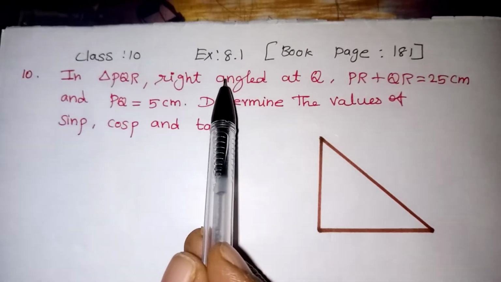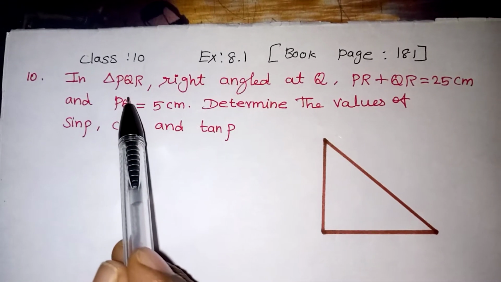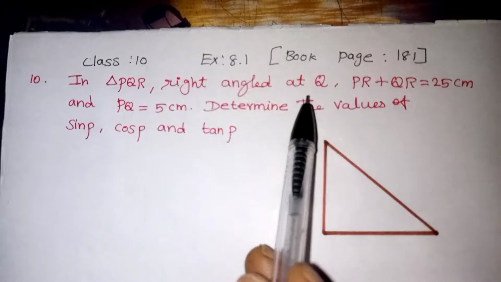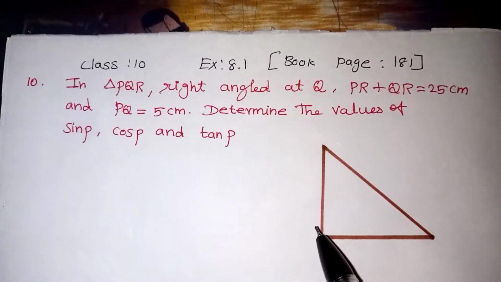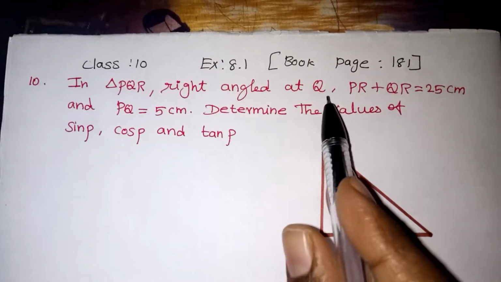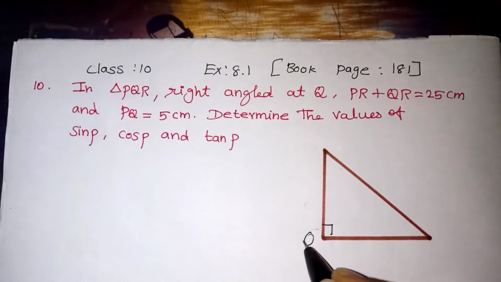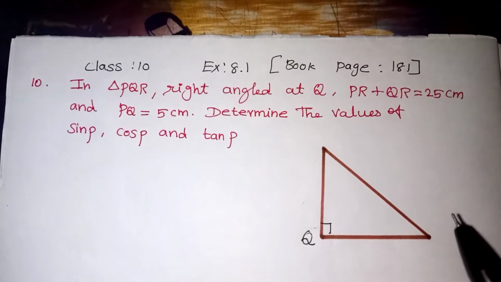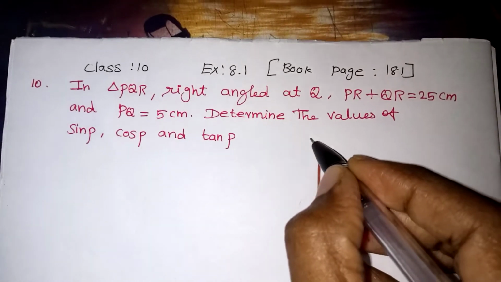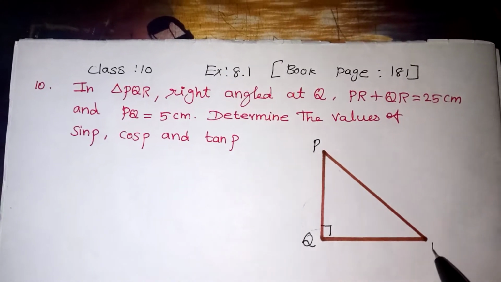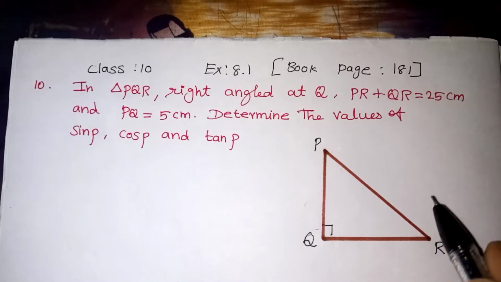Our question is, in triangle PQR, right angle at Q. So we have taken one triangle, the name is PQR, the right angle should be at Q. So this is my right angle, that we have to take it as Q. Now this is your P, this is your Q and this is your R. PQR is my triangle now.